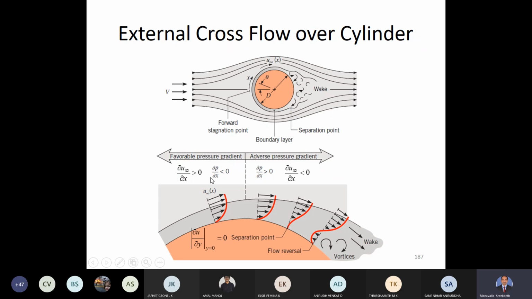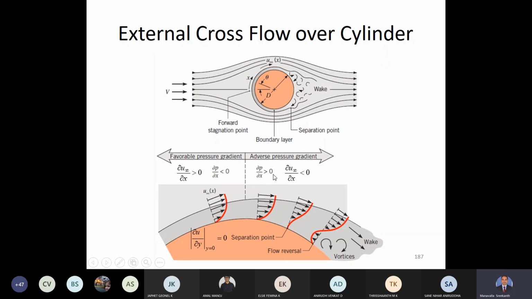In the regions of the favorable pressure gradient, the flow remains attached to the surface. But as the flow goes to the other side, the pressure gradient becomes adverse and the pressure actually increases with the increase in distance. So you see these velocity profiles here, the velocity profile is quite well attached and it is in the direction of X.